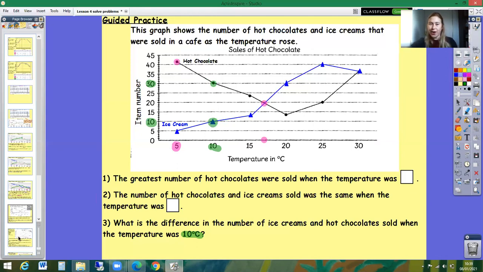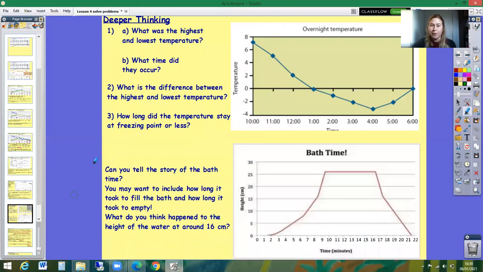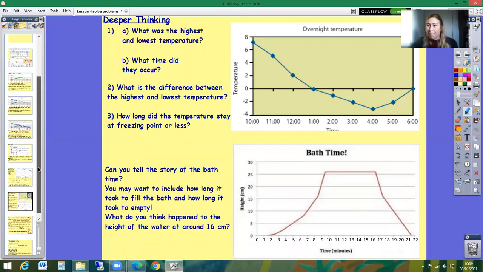Okay, super. So now you've got some independent practice. So you've got a new table to look at, still comparing different pieces of information. And then after that, there is a deeper thinking challenge, and you've got 2 different scenarios to look at there. And remember that the answers are at the end. Hopefully I haven't made any mistakes, but if I have, please let me know. And remember not to skip ahead.